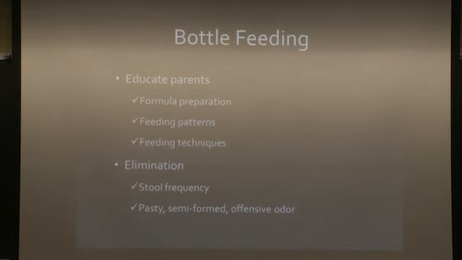Test the formula on the wrist and discard any opened formula after 24 hours. Bottle babies eat normally every 3 to 4 hours, not going more than 4 hours between meals. Newborns will consume 15 to 30 milliliters per feeding, and this increases during the first week of life, and they'll be eating up to 150 milliliters by the end of the second week. If the infant is gaining weight, then you can let them sleep past the 4 hours until they wake up for a feeding. Otherwise, wake them every 4 hours.